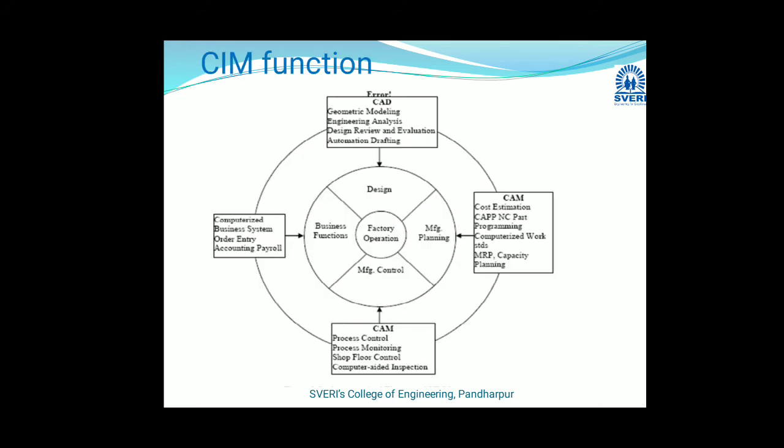So next point, now you can see the computer integrated manufacturing functions. There are four pillars. First is CAD, second in terms of manufacturing planning is CAM, third in terms of manufacturing control is CAM, and the last one is in terms of the business function. In CAD, we are going to give some geometrical information to the machines. Engineering analysis we do in this section.